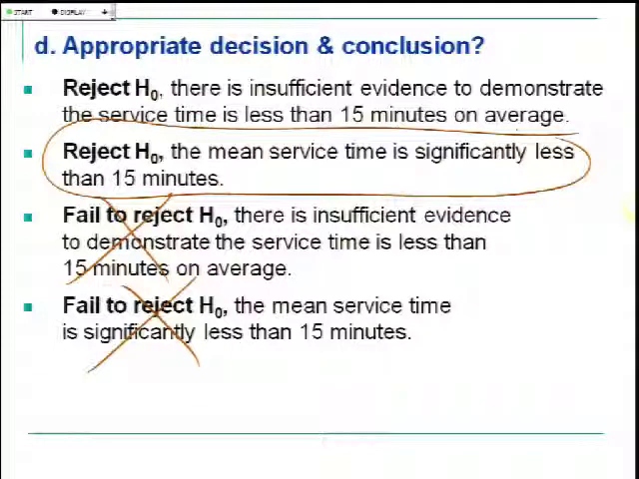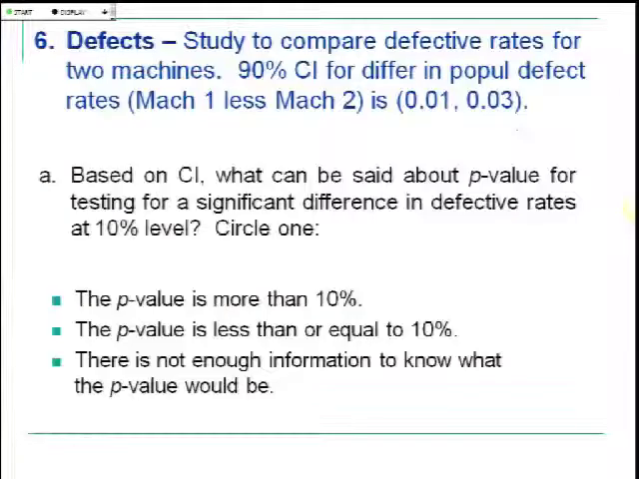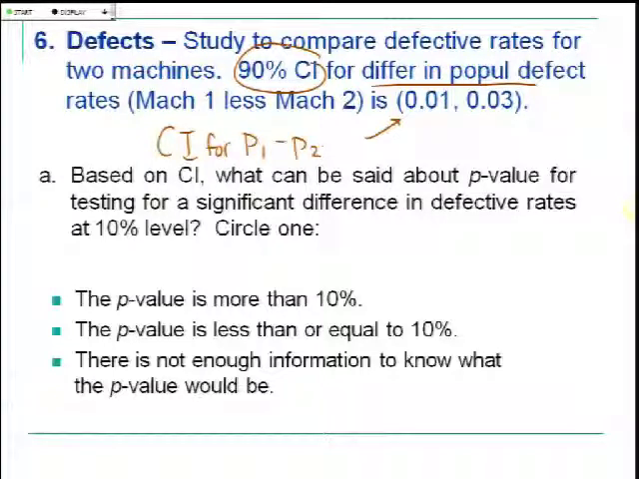And we have one last question. This one has to do with defective rates for 2 different machines. The word rate, or the incidence of some side effect, or the word proportion, tells you you're talking about p's. Here's 2 machines, so it's a p1 and p2. And what you're given right here is the 90% confidence interval for the difference in the population rates, or population proportions. There's a range of values for what we think the difference in population defective rates for our 2 machines might be at a 90% level of confidence.